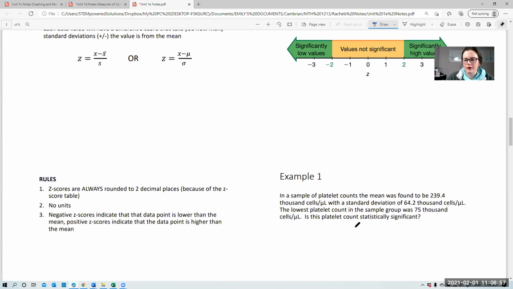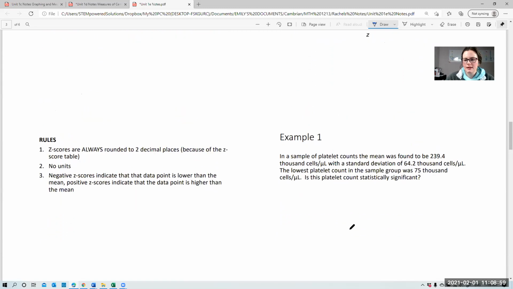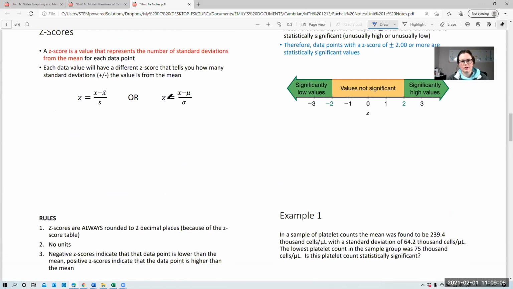I'll give you a minute to work on that and type your answer into the chat. Is this platelet count statistically significant, yes or no? I'll show you the formula. You need to know the mean, the standard deviation, and whether the Z value is less than negative 2 or greater than positive 2. I'll give you a minute to work on that and type into the chat what you found when you have your answer.